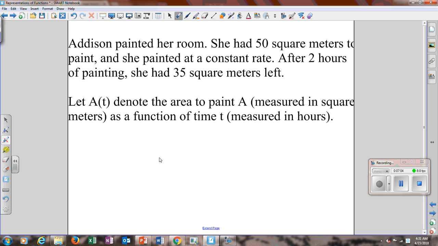Okay, so she starts off with 50 square meters. But either way, it's going to be A of T equals something times T plus your original total, which is 50. Then is this going to be going up or down? It should be going down because we're looking at how much she has left. So that's going to be negative something.